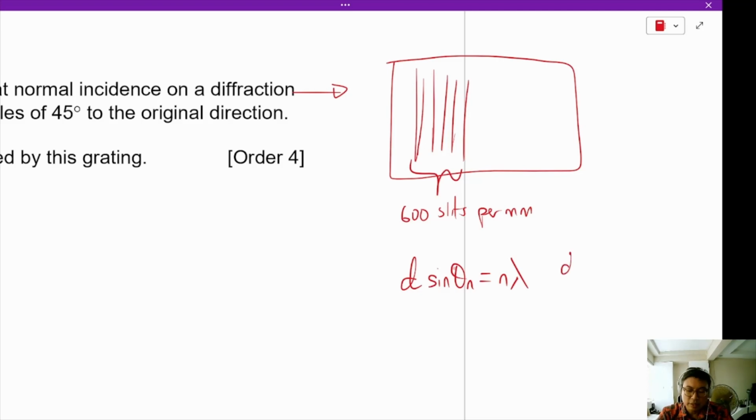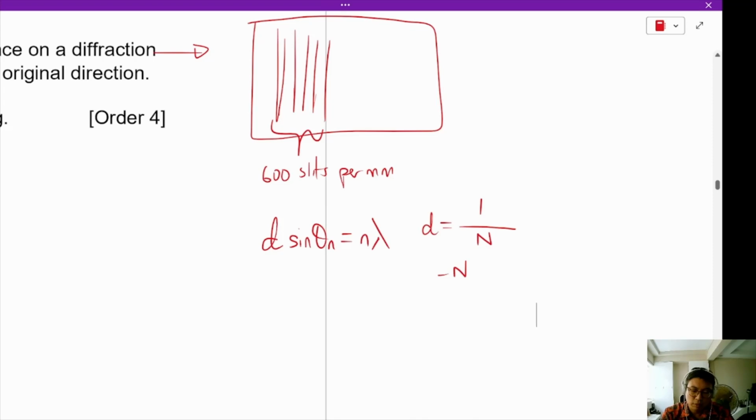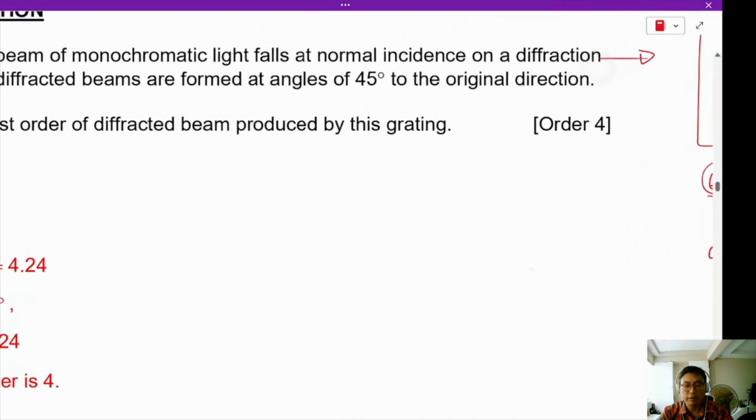Now, how do I find d though? In this case, d will be 1 over N, where N is the number of slits per meter. I'll just put this capital N, although it's not supposed to be a capital N. Let's say there are 600 slits per mm. Then d in this case will be 1 times 10 to the -3 meters divided by 600. Obviously, the number will be different for every question.